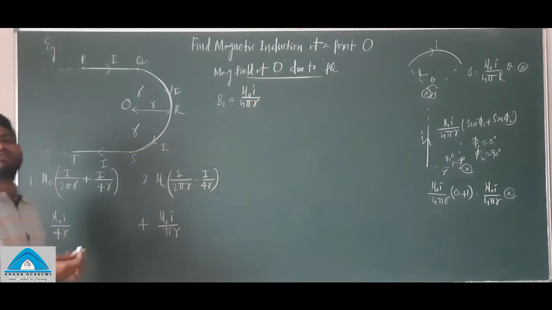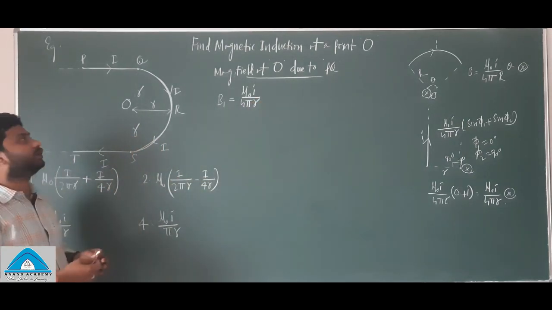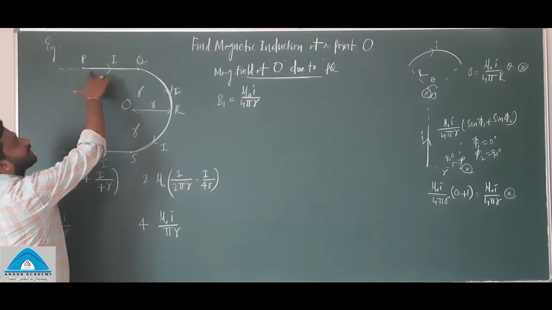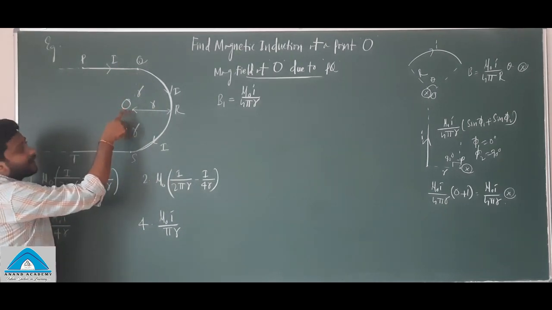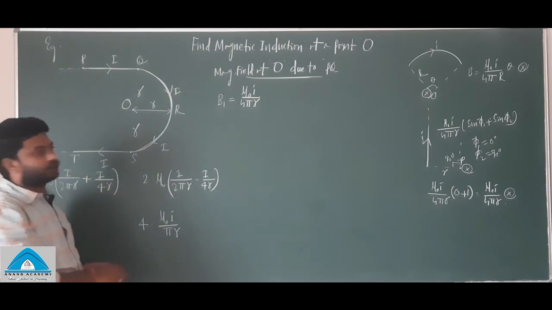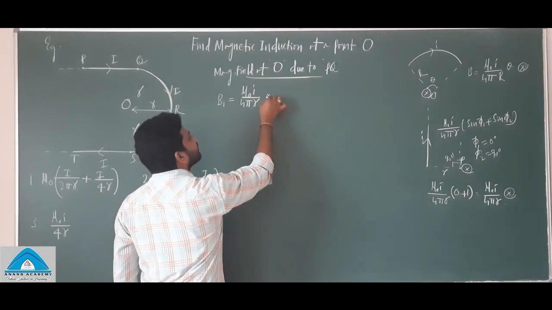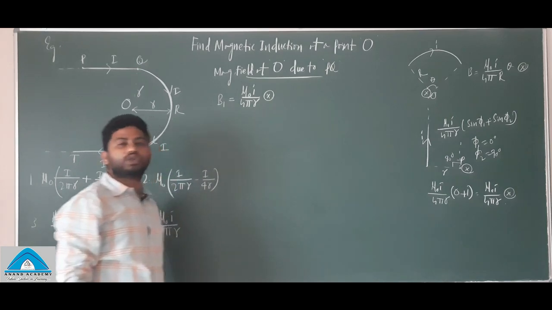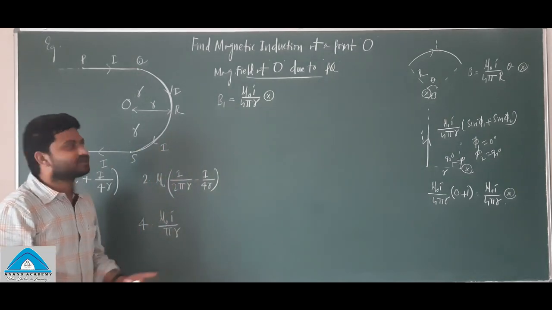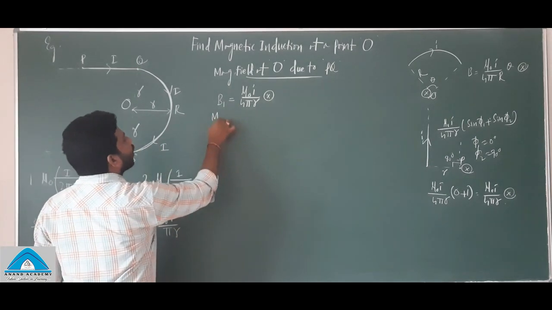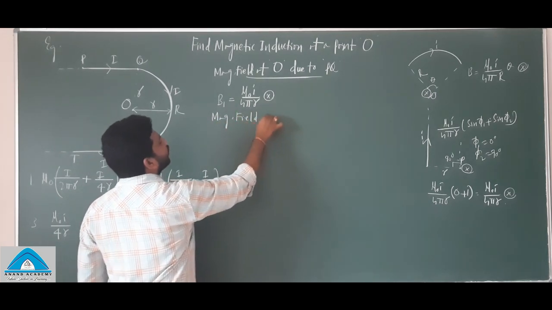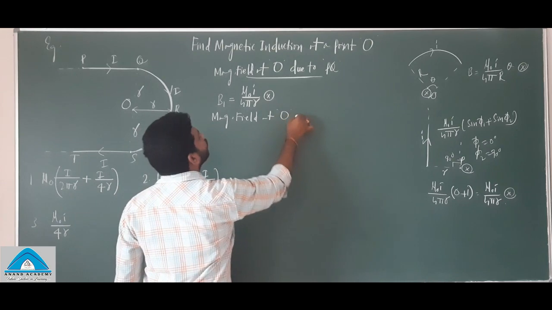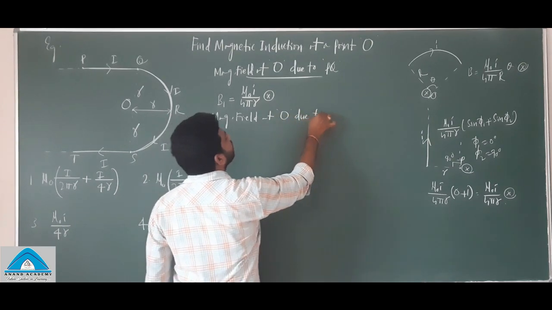What about the magnetic field direction at this point? This is the current carrying wire, and the point is located on its right side. Then the magnetic field lines are into the plane here. So I am writing here that the magnetic field lines are into the plane. Understand?